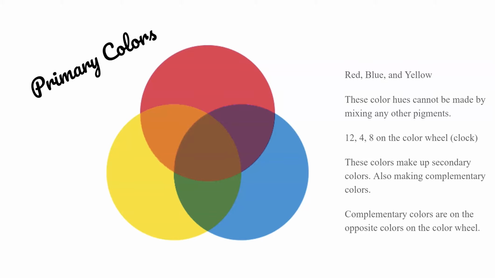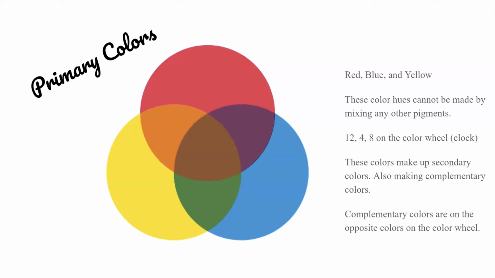First, we have primary colors. The primary colors are red, blue, and yellow because no mixture of the other pigments can create these colors. And they're mostly positioned at the 12, 4, and 8 on the color wheel if you think of it like a clock. And these are the colors that create the secondary colors and the complementary colors.